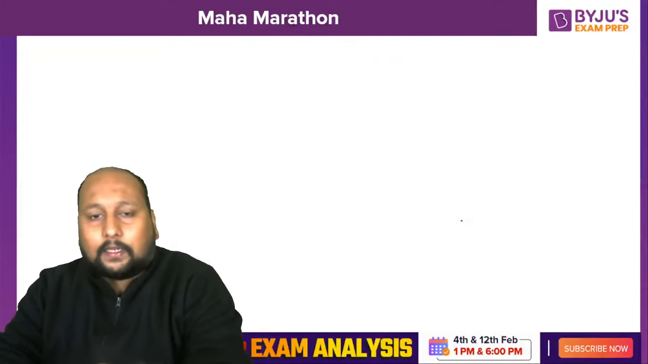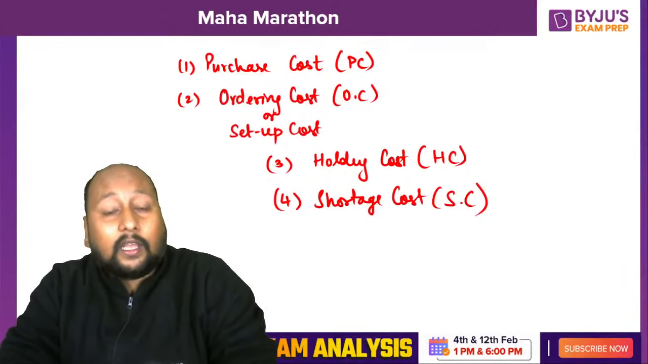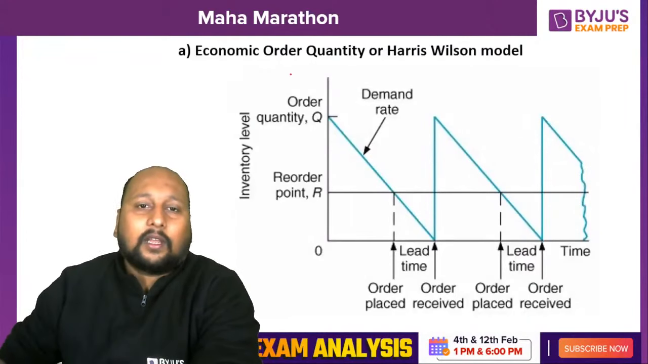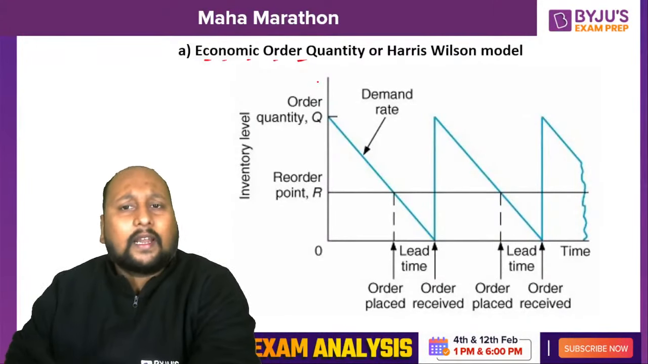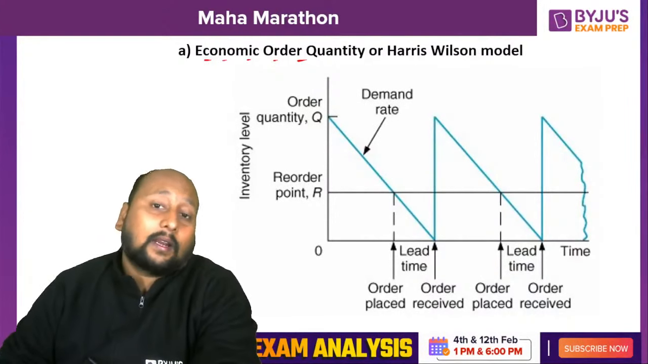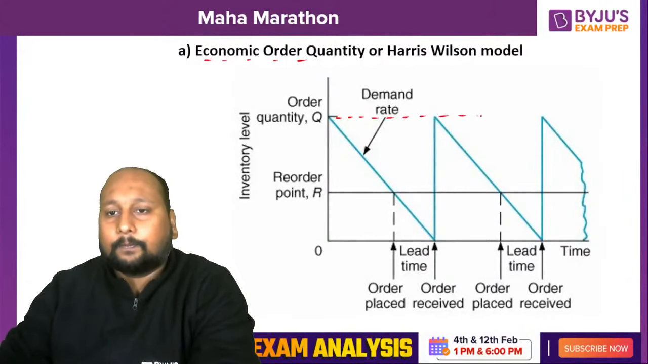Okay, so let's talk about the first very important model, the deterministic model, that is your economic order quantity, the basic EOQ model. EOQ basically symbolizes economic order quantity, also called Harris-Wilson. Also we can say this is basically your infinite replenishment model. I hope you know why we are saying this as infinite replenishment model.